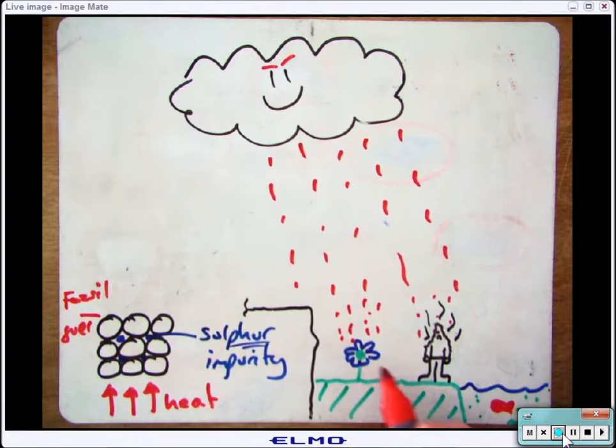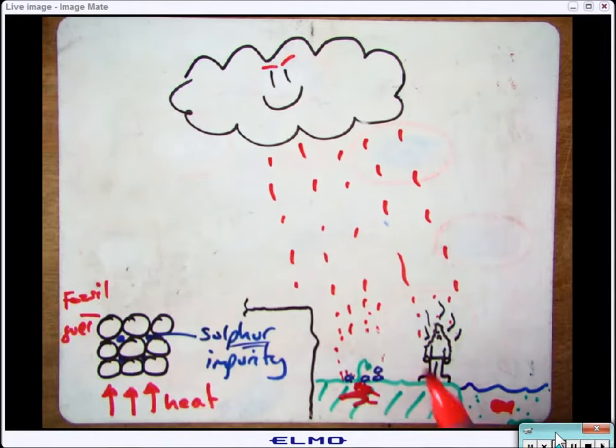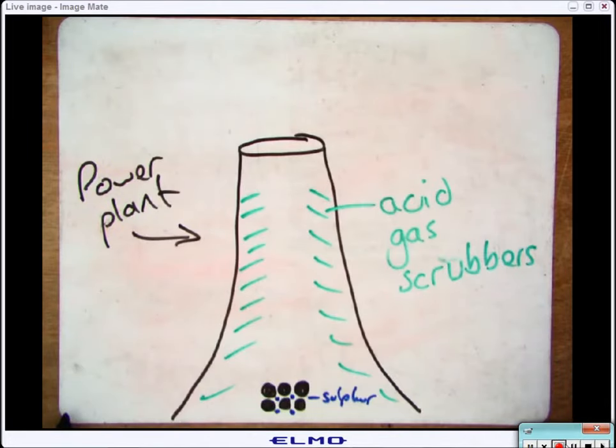It can slowly kill the leaves so photosynthesis can't occur, or it can get into the soil and react with all the minerals and kill the roots. And if it kills the roots, then the plants can't survive. And finally, if it gets into the water, it can make the water more acidic. And if it's more acidic, a lot of plants and animals can't survive in that, so they die.